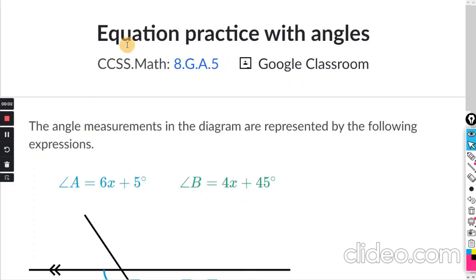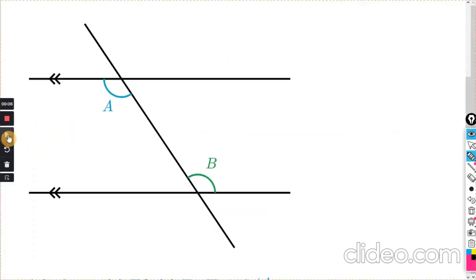This will be for the con exercise, equation practice with angles. So all of the diagrams in this exercise will be similar in that there will be a pair of parallel lines, and the parallel lines are indicated by these symbols right here. Okay, that indicates those lines are parallel, and the line that's cutting through the parallel lines is called a transversal, so I'll just label that line T.